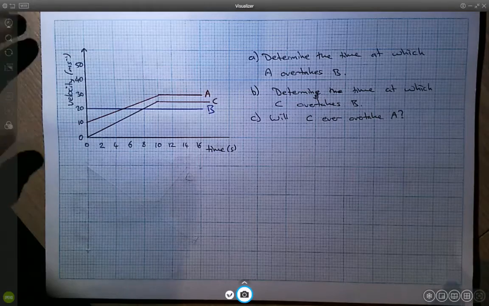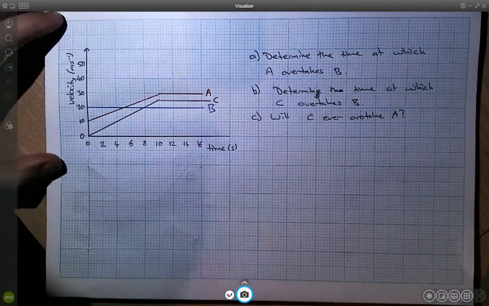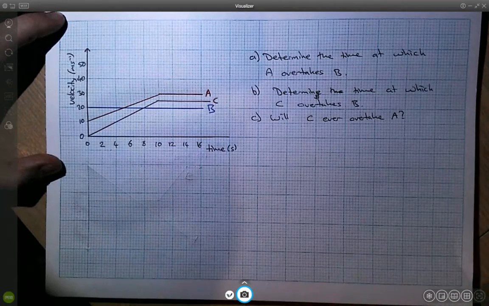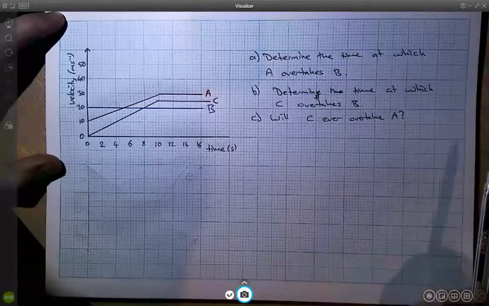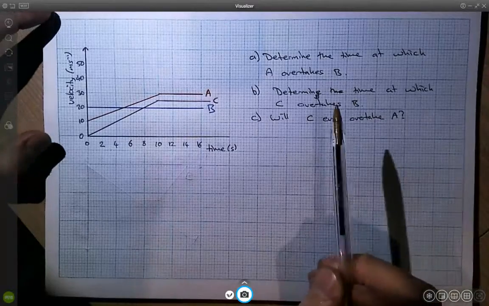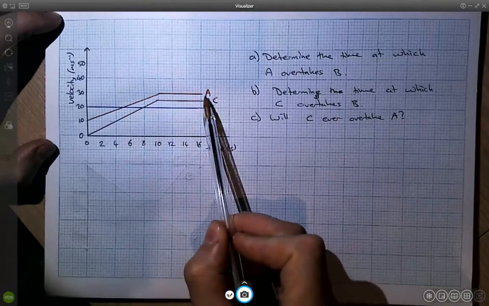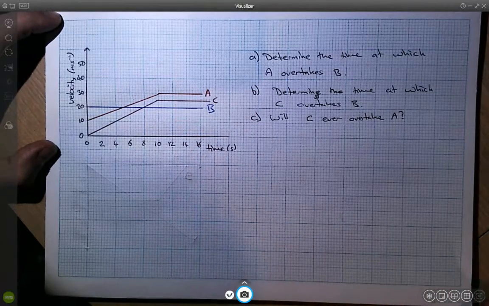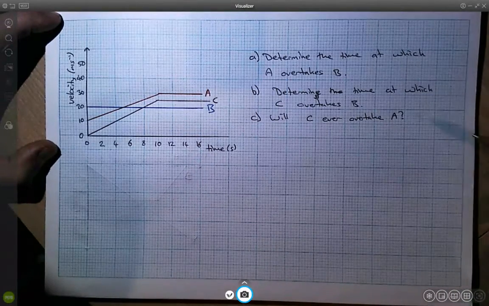In this video, we're going to look at a challenging question that involves using a velocity time graph to work out distance. There's three parts to the question, and they are to do with whether different cars traveling at different velocities will overtake each other. So pause the video now and try parts A, B, and C.